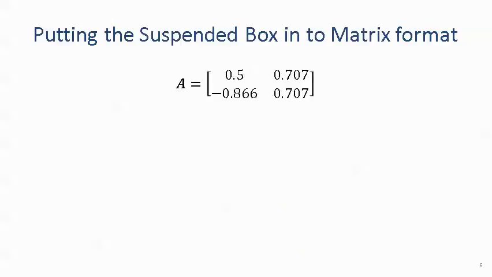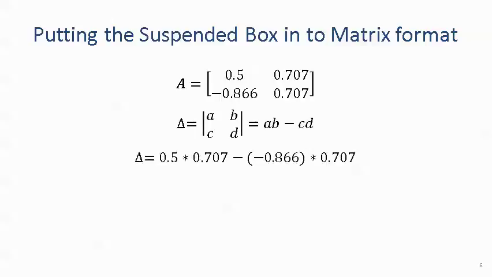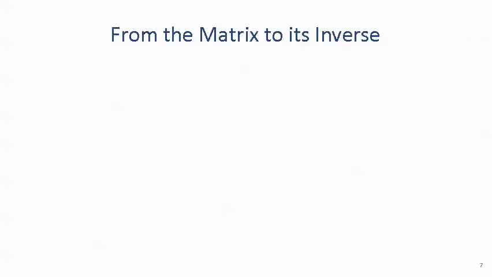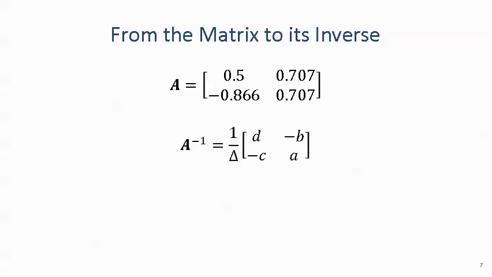So now let's put it into matrix format. A is going to be 0.5, 0.707, minus 0.866, and 0.707, as we've already determined. Delta, AD minus BC, works out to 0.9659. 1 over delta then will become 1.035. We know what our matrix was. Now we need to calculate the inverse of our matrix in order to solve the problem.